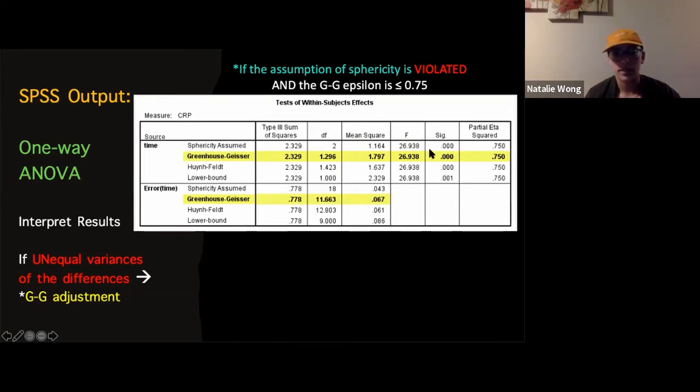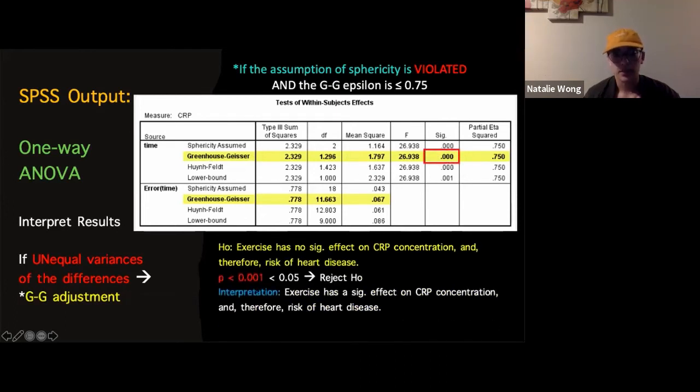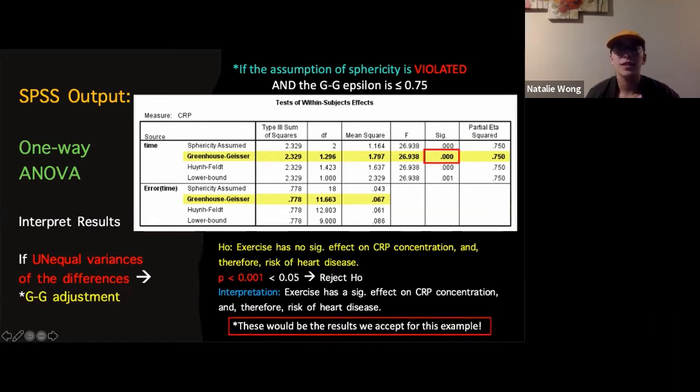So then we would read the p-value across the row for Greenhouse-Geisser. So p would be less than 0.001, and our interpretation would be exactly the same as the previous slide, that exercise has a significant effect on CRP concentration. Or you could also say there's at least one significant difference between time points. But again, these would be the results that we actually accept for this example.